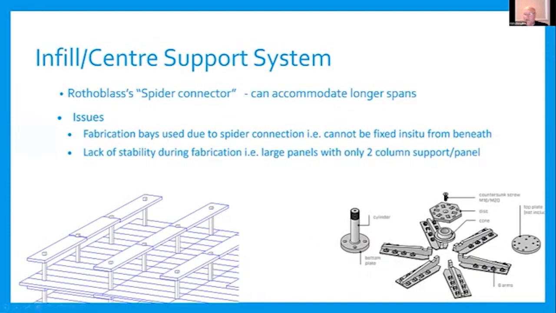This used the spider connector, which you can see on the right. I think the thing I wanted to point out here is that this cylinder on the left-hand side is typically going to be prefabricated onto the top of columns, brought out to site, and it'll punch through our CLT floor plates. But then you need to place the spider's arms.